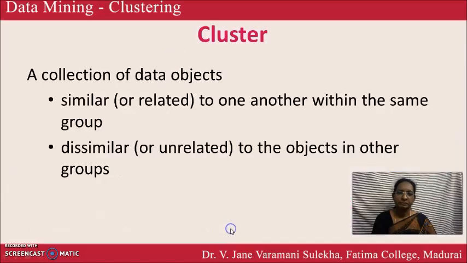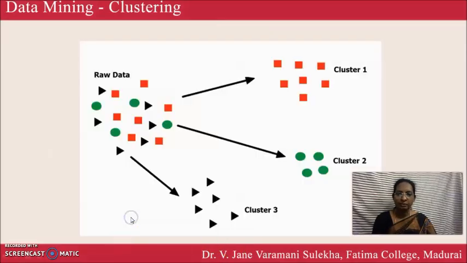Clustering. A collection of data objects that is similar to one another within the same group is known as a cluster, and at the same time dissimilar to the objects in other groups. This is known as clustering in data mining. So if we talk about raw data, similar objects are formed into clusters.